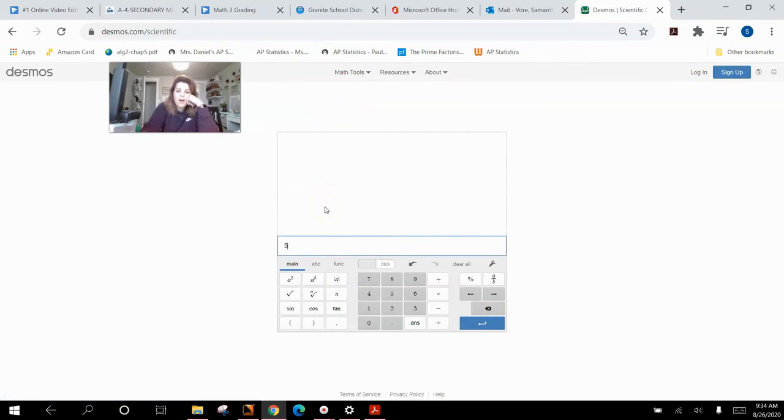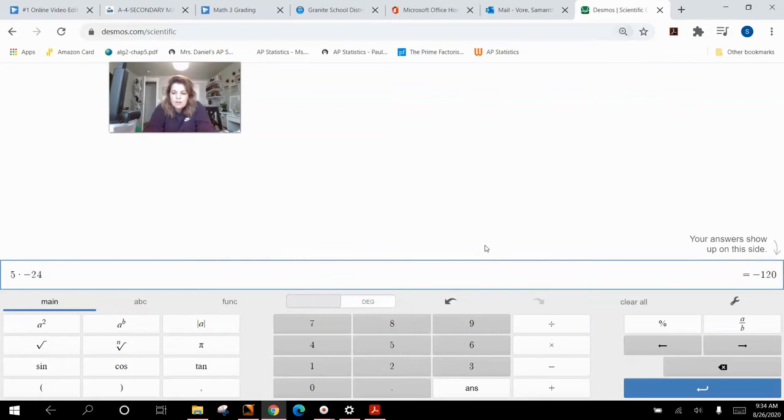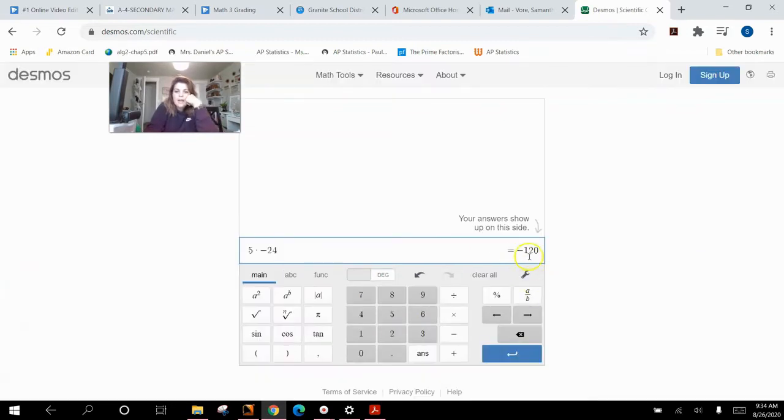I'm going to do 5 times -24. And notice you don't even need to hit enter. You can just type in the problem. Sorry, I was just trying to make it a little bigger for you. And Desmos will put the answer right here on the right-hand side. If you hit enter, it just keeps track of the work that you've done.